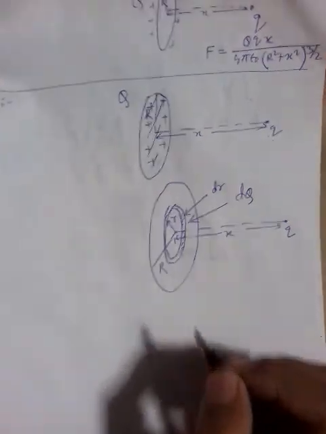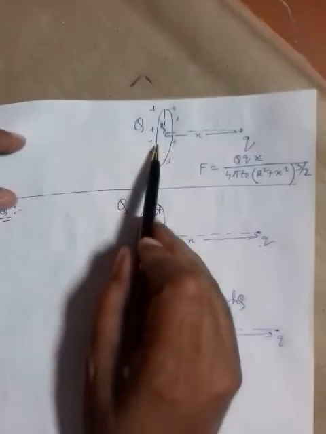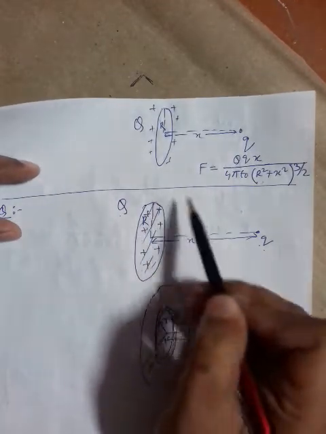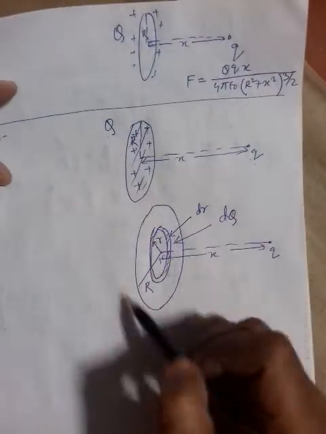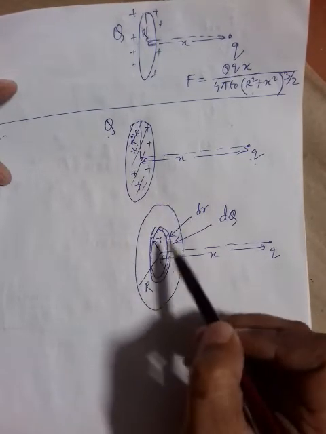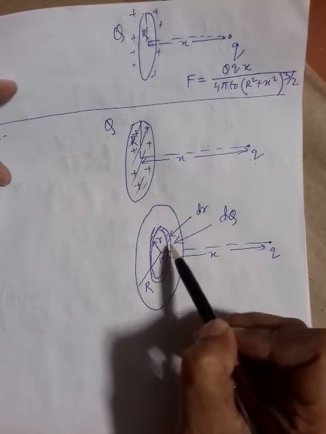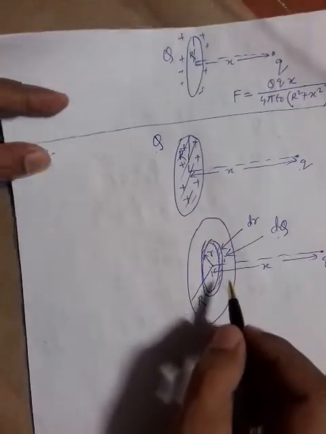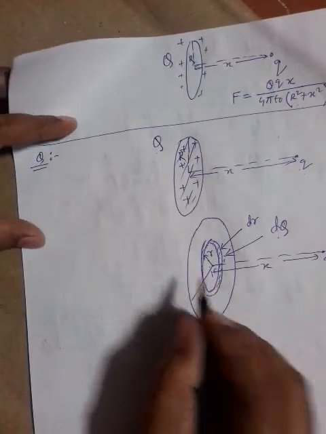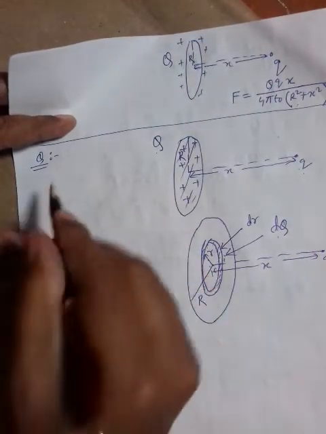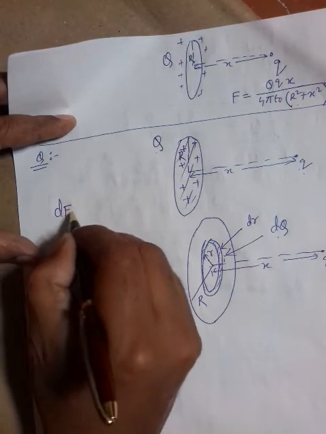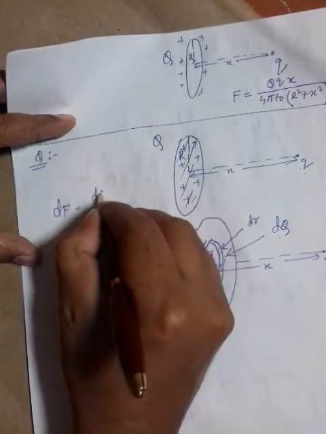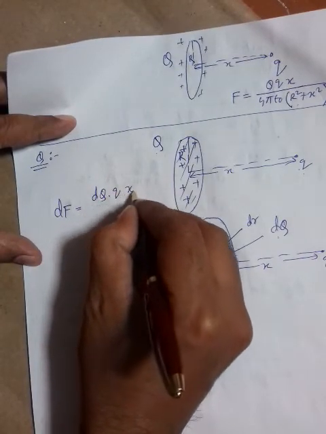Now, we already know the formula for a ring. If a ring is present, force is given by this. In my question it is not a ring, it's a disc. I am assuming the disc is made up of rings. One such ring I am assuming here, it is of radius r, and it is carrying dq charge. So the force because of this considered ring only, not the whole disc, by this formula, is dq into q into x.